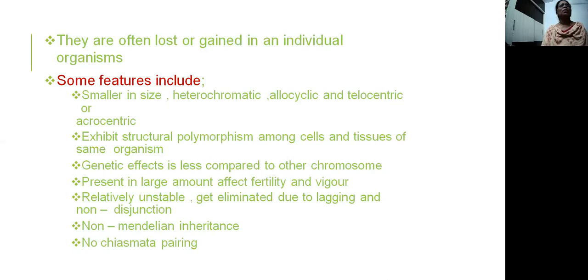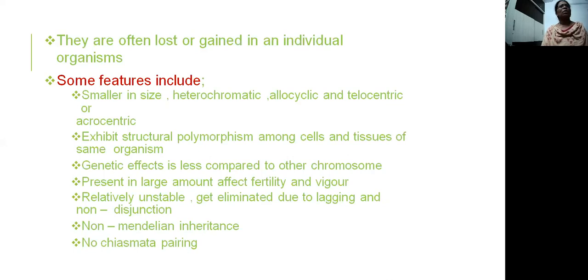So the genetic effect is less compared to other chromosomes. When they are present in large amounts, they affect fertility and vigor. They are relatively unstable. So they are telocentric and acrocentric, so they are relatively unstable. They get eliminated due to lagging and non-disjunction.